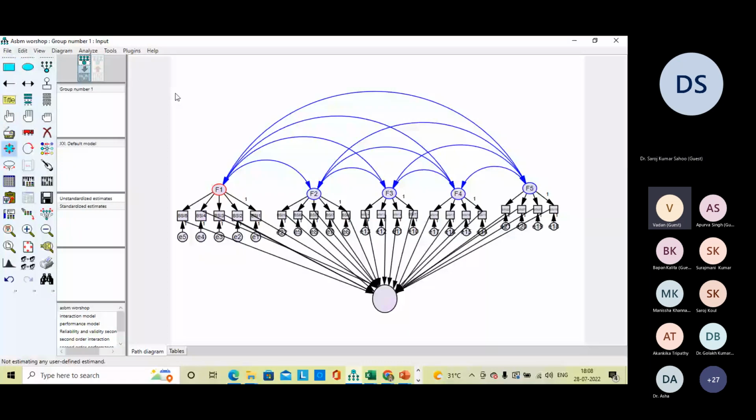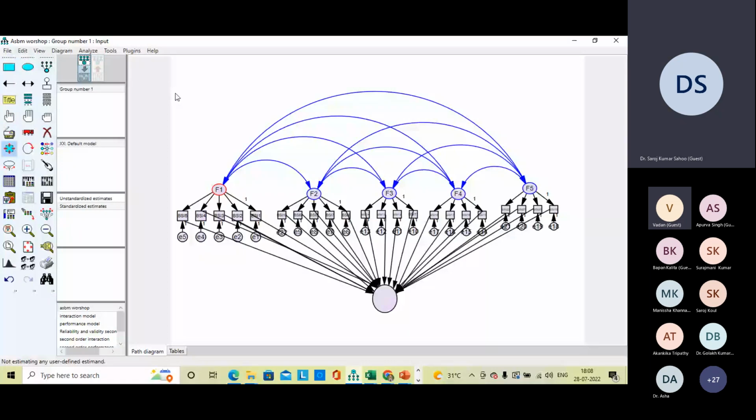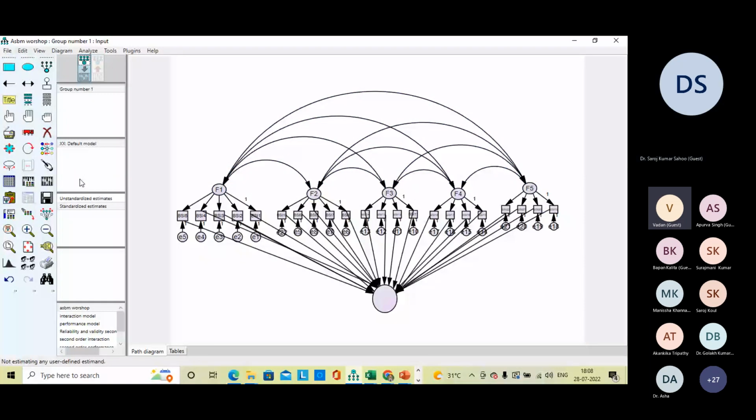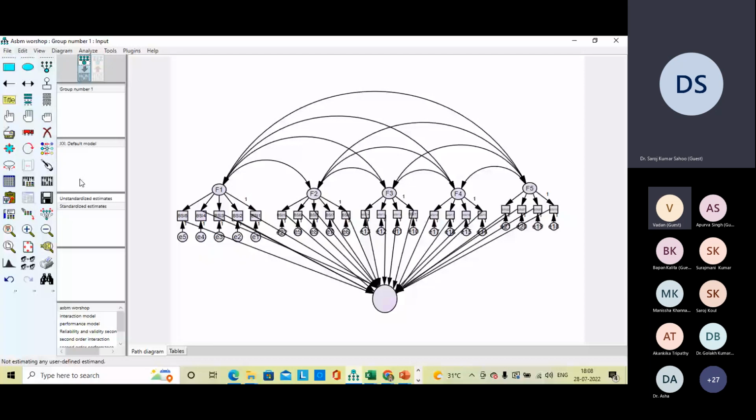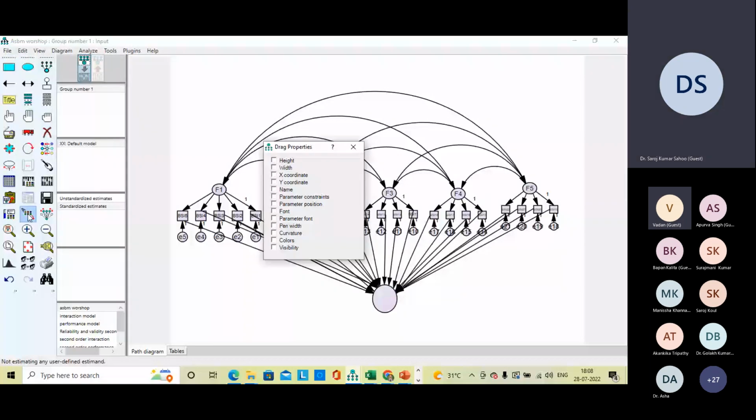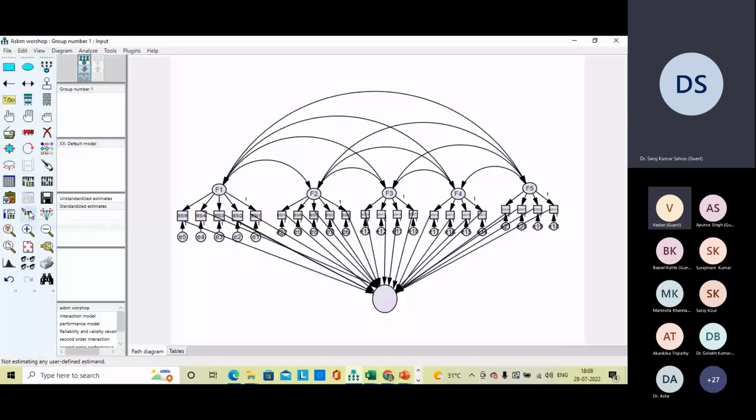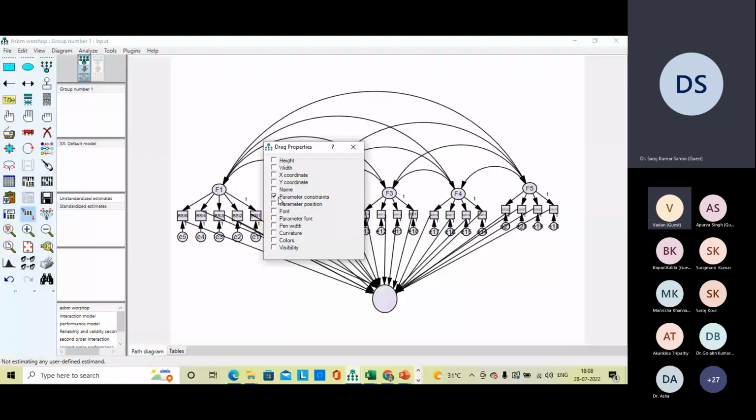Covariance done. Now what I need to do is take the parameter constraint. See, take the drag property. I'm showing you again. Take the drag property, then tick on the parameter constraint.